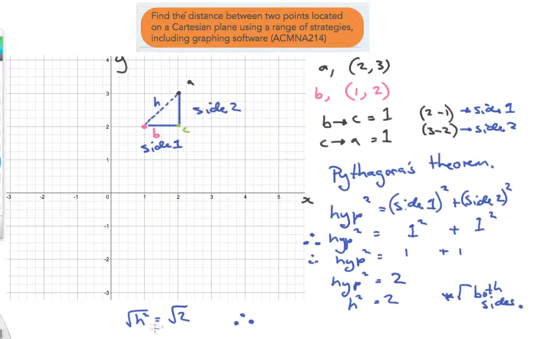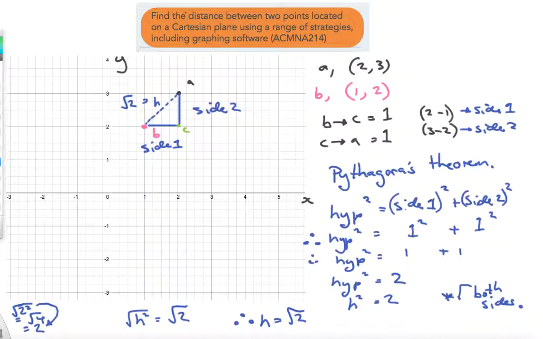Well, when we take the square root of a squared number, for example, square root of 2 squared is the same as square root of 4, and that's just 2. So we recognize this pattern. When we take the square root of a squared number, we just end up with that number itself. So if we take the square root of h squared, we just end up with h equals square root of 2. So we've answered the distance between the 2 points, A and B, is the square root of 2.